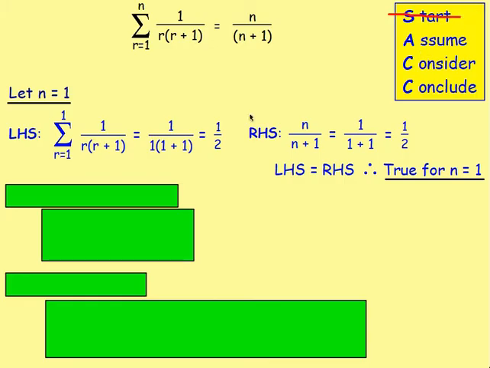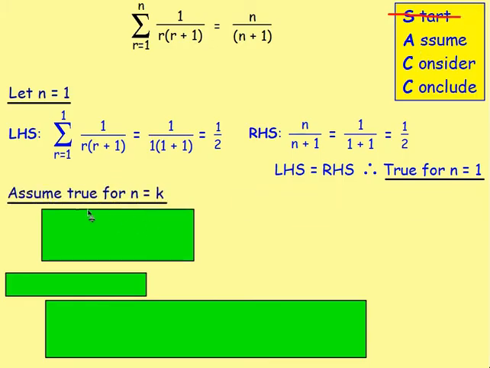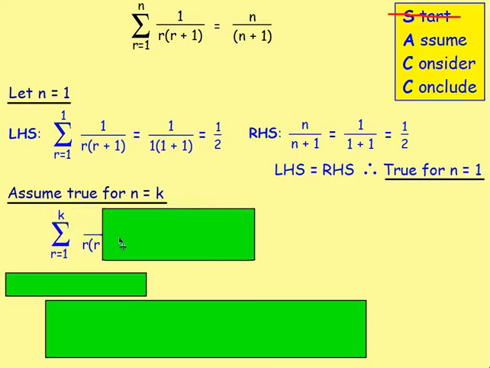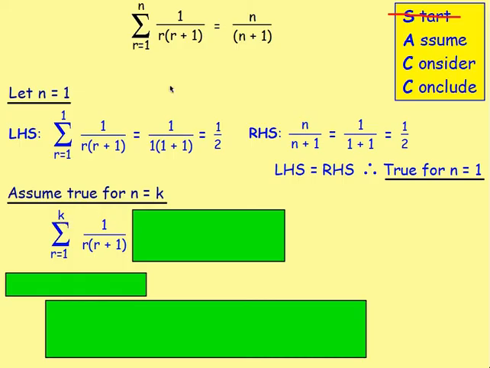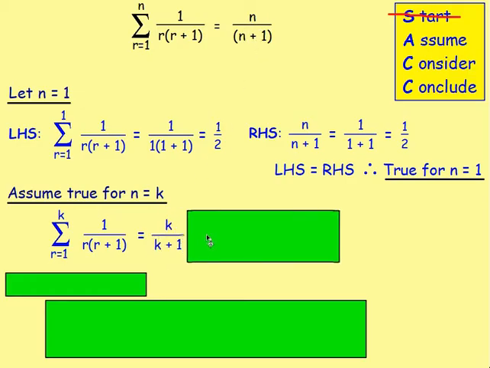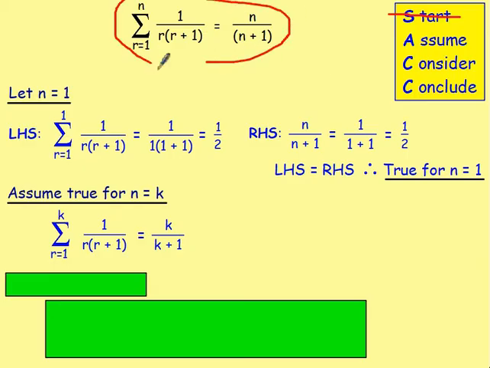We now want to assume that it's true for n equals k. Write these bits down just word for word. So assume true for n equals k. If it is, then what you have is the sum of 1 over r bracket r plus 1, going from r equals 1 all the way up to, well, instead of n, you've got k. And that would equal, well, instead of n over n plus 1, you would have k over k plus 1. So all you do is you're rewriting your statement, just rewrite this, but replace n with k. That's all you do for that step, so we have assumed that it's true.